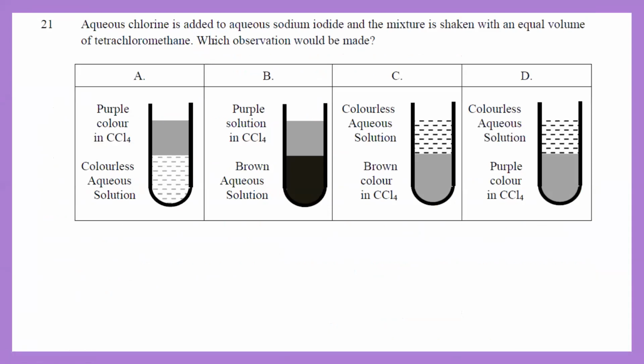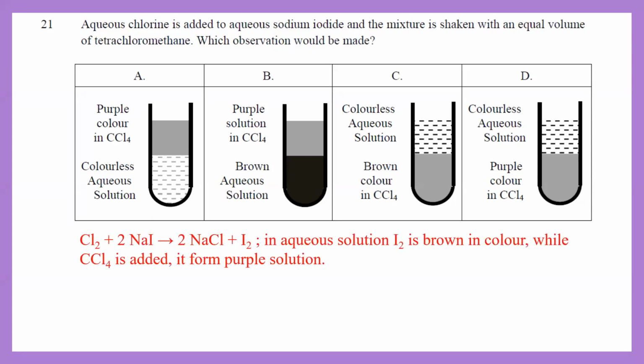An aqueous chlorine is added to aqueous sodium iodide and the mixture is shaken with an equal volume of tetrachloromethane. What will be observed? When chlorine reacts with this, you will form NaCl plus I2. So you form a brown solution. When you add this brown solution to CCl4, it will form purple. Since CCl4 is less dense than water, the CCl4 layer will be on the top, while the aqueous solution will be at the bottom. So the best description that describes all this is B.